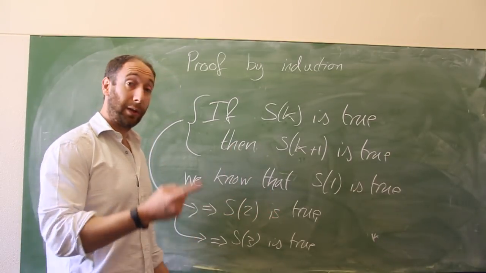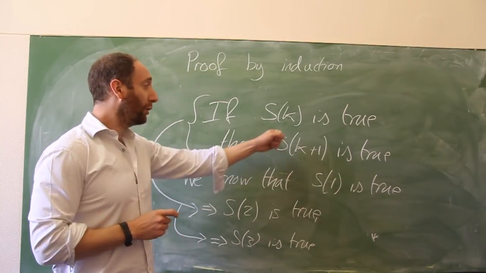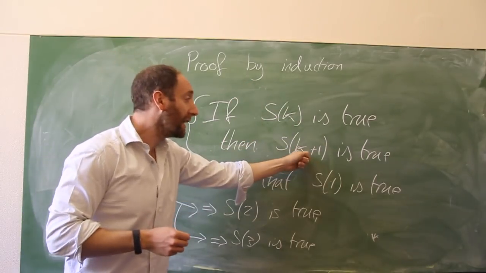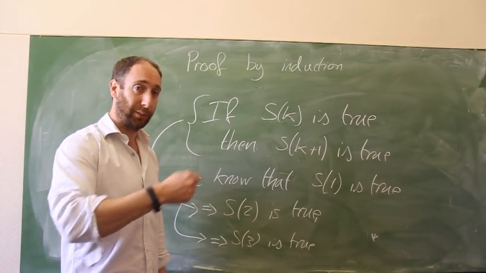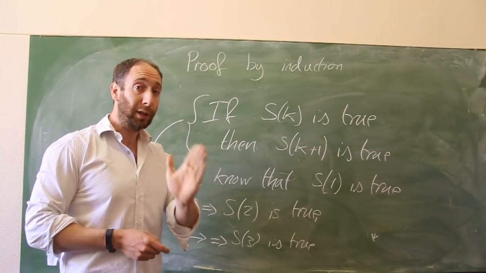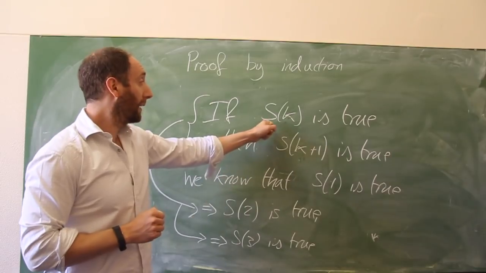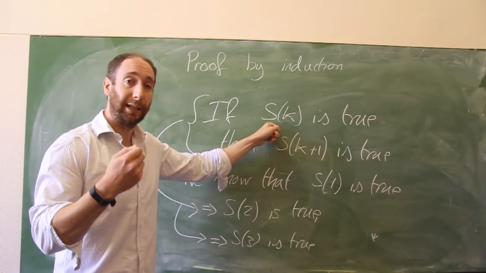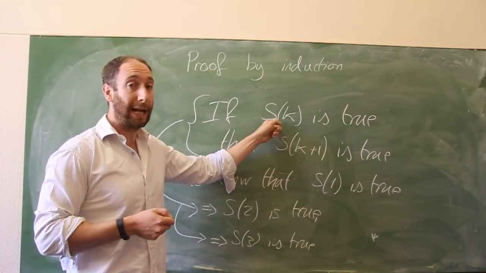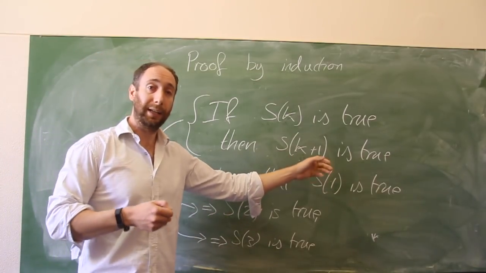What we needed to do was to show that the base case was true, so in this case for n equals 1, and that if it's true for some particular k, any k, then it's also true for k plus 1. It's true for the next one. Just like with the dominoes, we need to show the first domino falls, and that some domino k falling implies k plus 1 falls. Assuming S(k) is known as the inductive hypothesis, proving that S(k+1) is true based on S(k) being true is the inductive step, and proving that S1 is true is the base case.